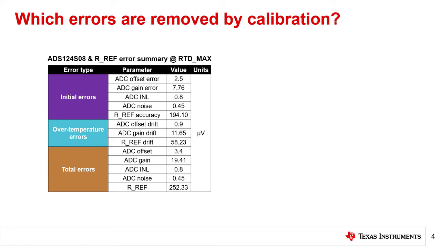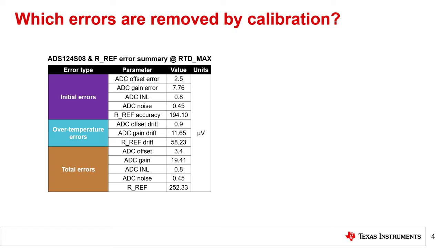The errors in this table come from an example introduced in a previous Precision Labs module discussing how to estimate the total error for RTD measurement systems. This table groups the different ADC and reference resistor error sources into initial errors in purple, over temperature errors in light blue, and total errors in brown. In the example, these errors were calculated with respect to the maximum RTD resistance, which was 194.1 ohms, and used the ADS124S08 as the ADC.